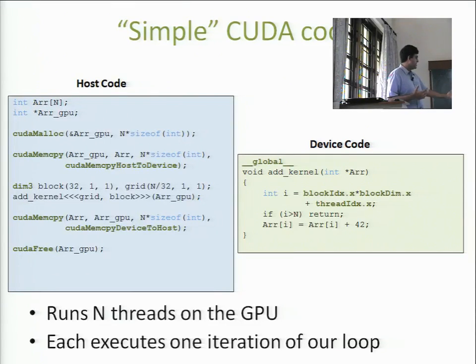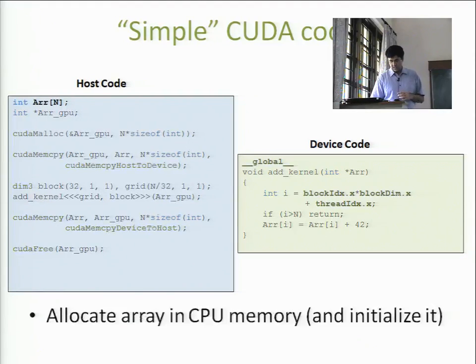So this one runs. We assume that the array is n elements long. It runs n threads on the GPU, and each thread executes one iteration of our loop. It was for i goes from 1 to n: array of i equals array of i plus 1. So each thread executes one iteration of that loop.